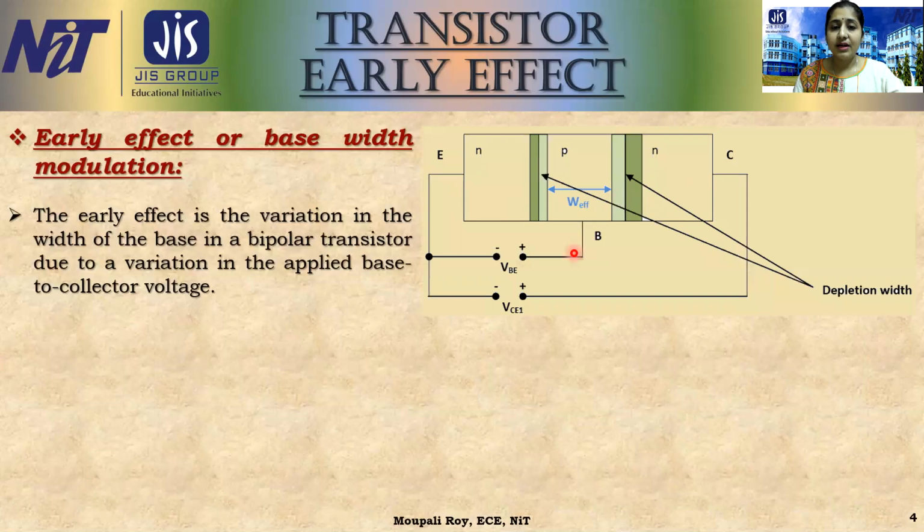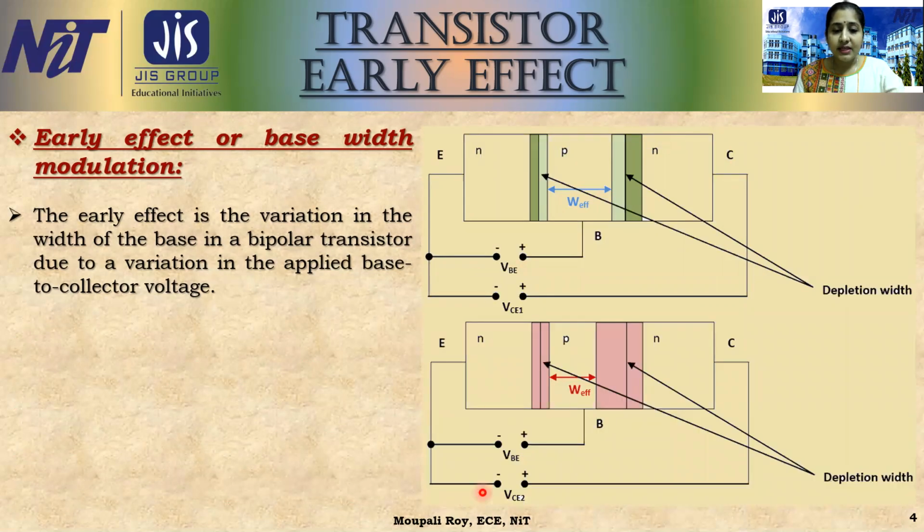See, this is our NPN transistor, and this is the depletion width for the emitter base and base collector junctions. There we are supplying two voltages. One is in forward bias, the other in reverse bias. When it is in reverse bias, the width is wider, and if it is forward bias, the width is very narrow.